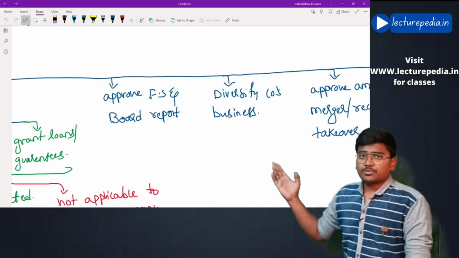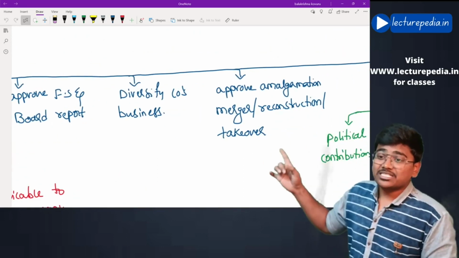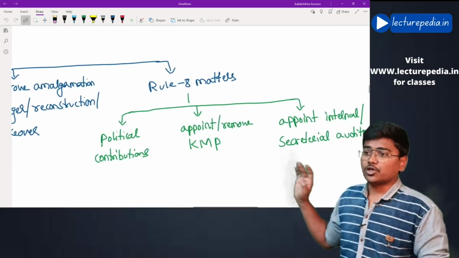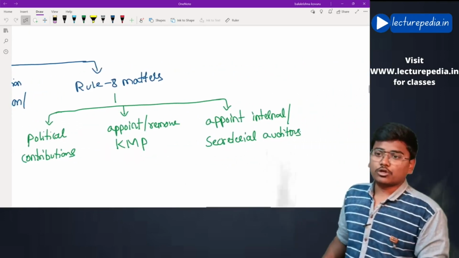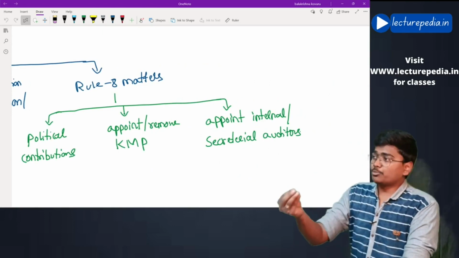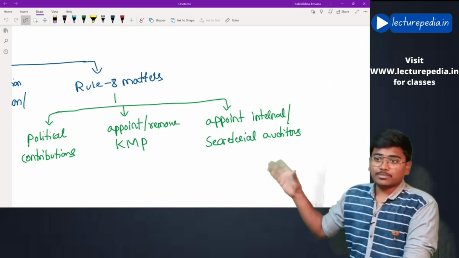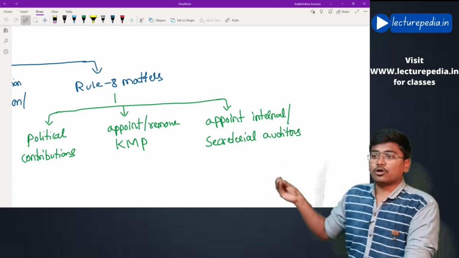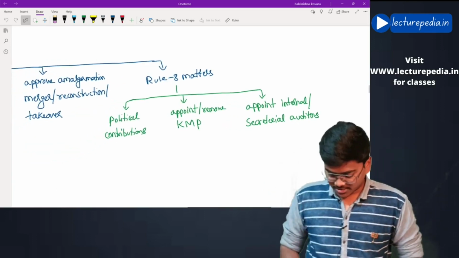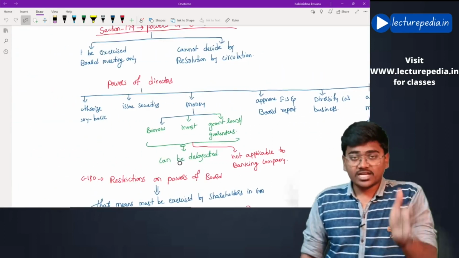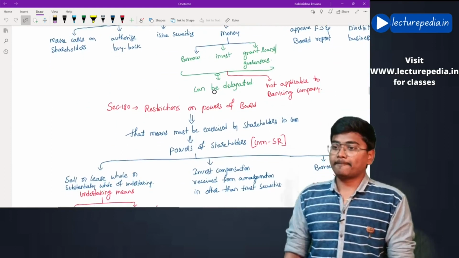Next, approval of financial statements and board report. Diversify the company's business. Approve amalgamation, merger, reconstruction, takeover. And Rule 8 matters. What are Rule 8 matters? Making any political contributions, appointing or removing any key managerial personnel, and appointing internal or secretarial auditors. All these powers must be exercised by the board of directors in the board meeting only.